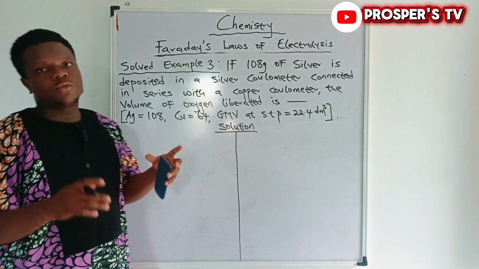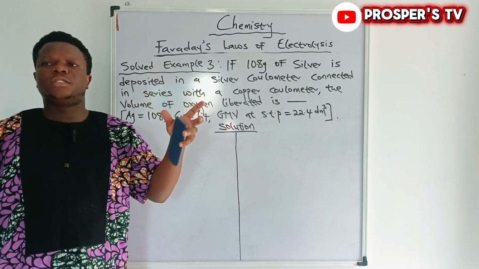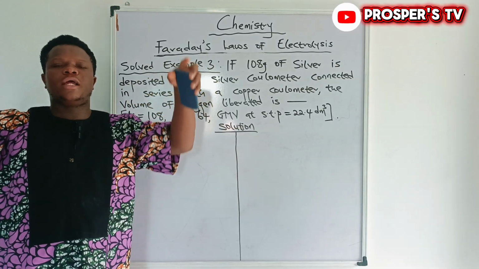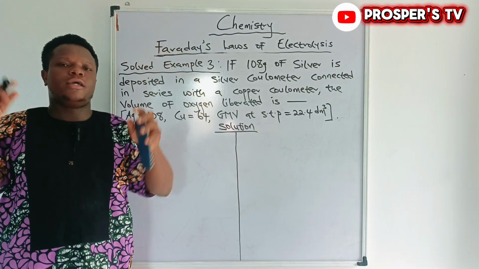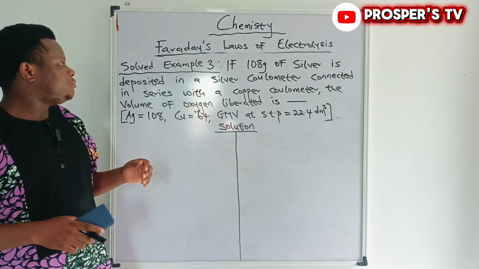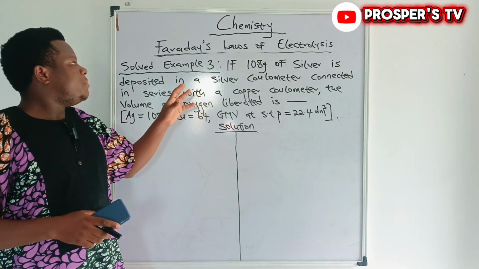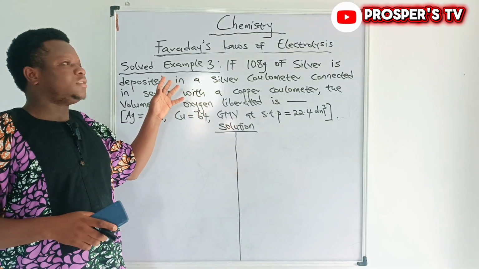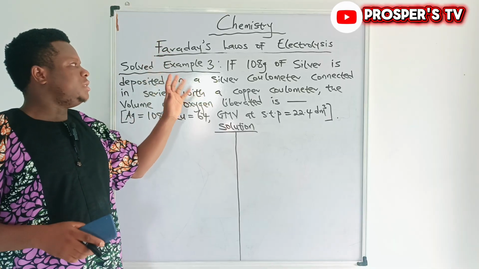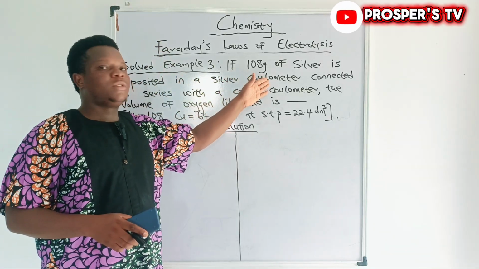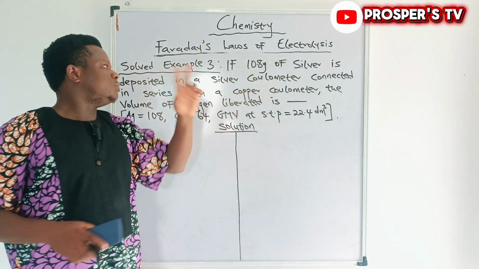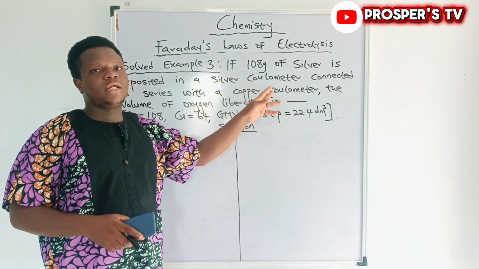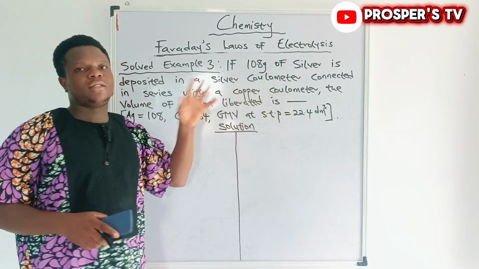First of all, you should understand that this question is talking about 2 different electrolytic setups that are connected with a single wire in series. So the message being passed is what? The quantity of charges released in the silver setup would be equal to the quantity of charges that would be entering the copper setup.